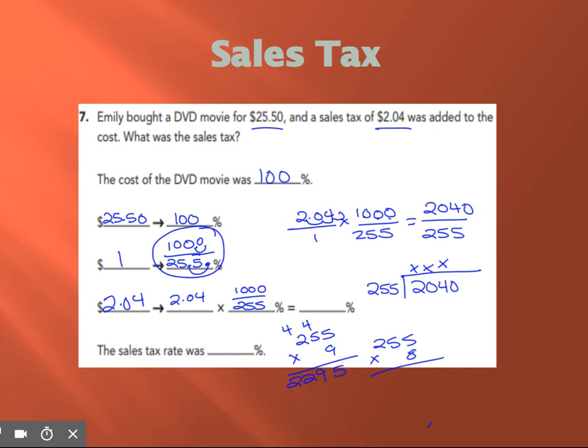So 8 times 5 is 40. 8 times 5 is again 40 plus 4 is 44. 8 times 2 is 16 plus 4 is 20. And look at that. We get our exact amount. So that tells us that our sales tax rate is 8%.